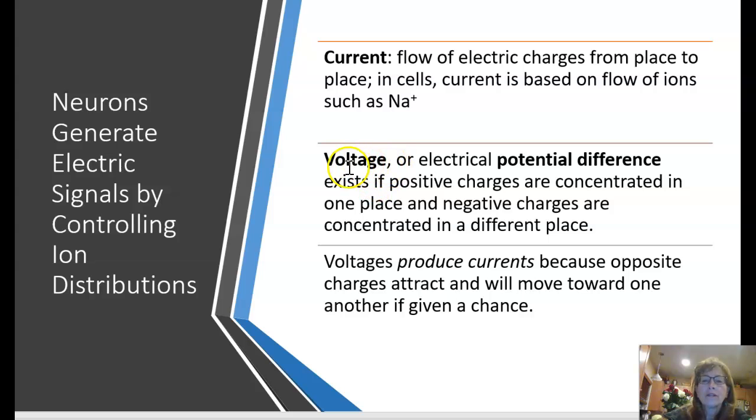Once we allow those differences in voltages to do something, for the ions to move, then we create a current. So it might sound familiar with some of the physics stuff you did quite a few years ago.